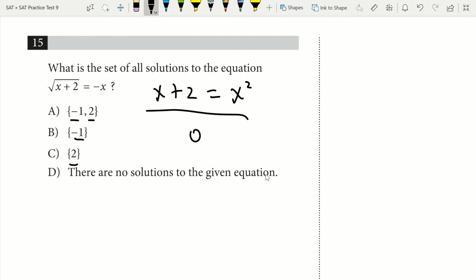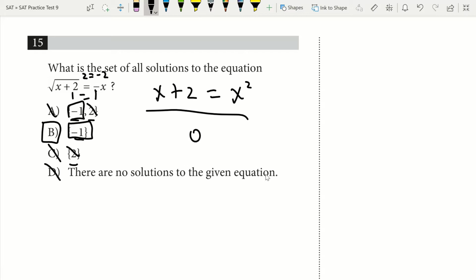If you want to plug and chug, you'd see you have negative 1 plus 2, that's going to give you the square root of 1, thus 1, and then does that equal negative 1? Yes, it does, because negative 1 is going to give you positive 1. So you know negative 1 can be a correct answer. Now, what about 2? Well, let's plug in 2. 2 plus 2 is going to give us 4. Square root of 4 is going to give us 2. Does 2 equal negative 2? It does not. Thus, 2 is going to be incorrect. So we look at our options then. We see that B would be our correct answer.